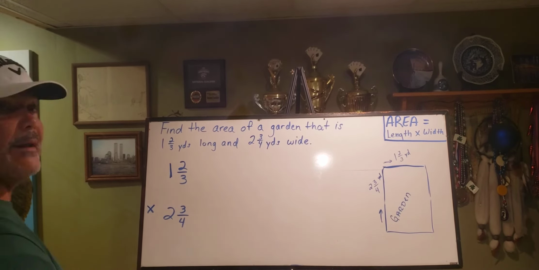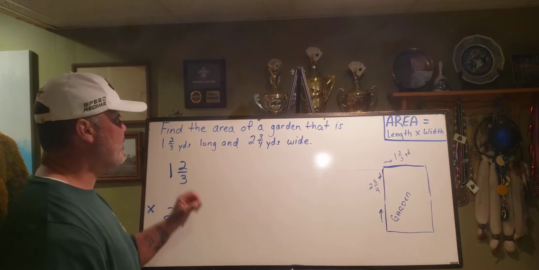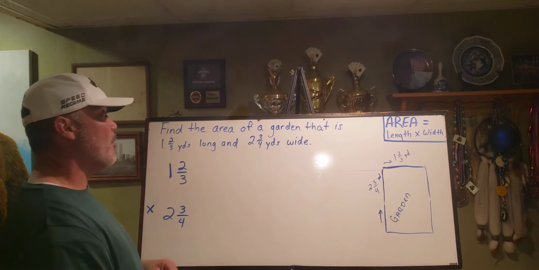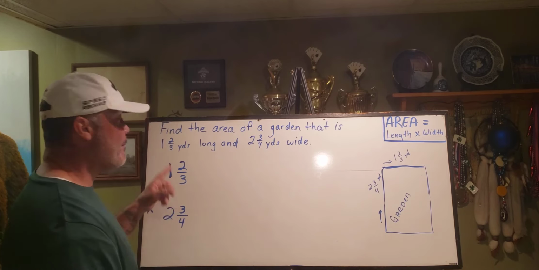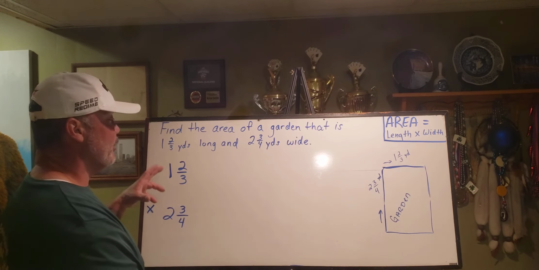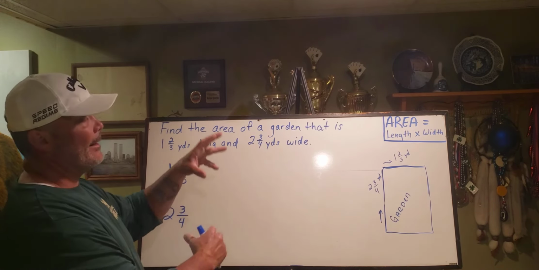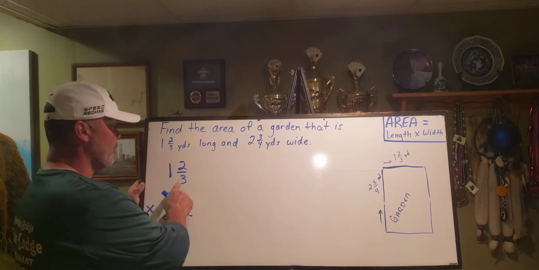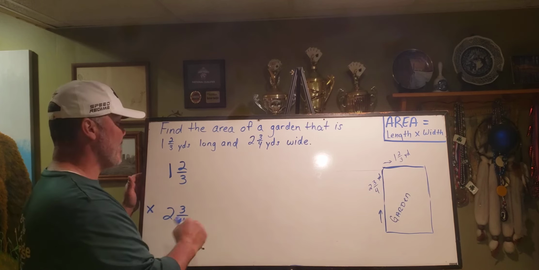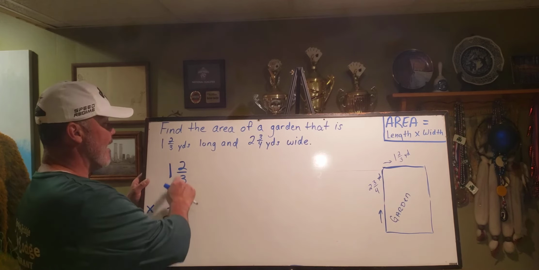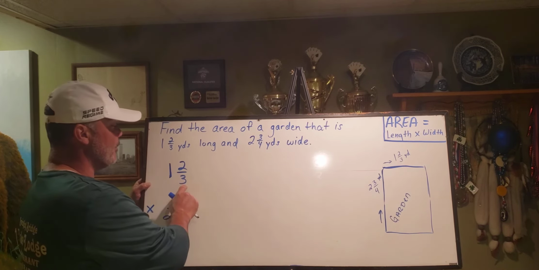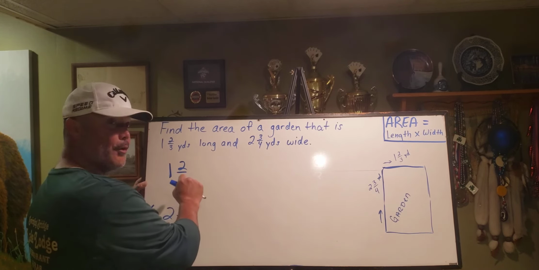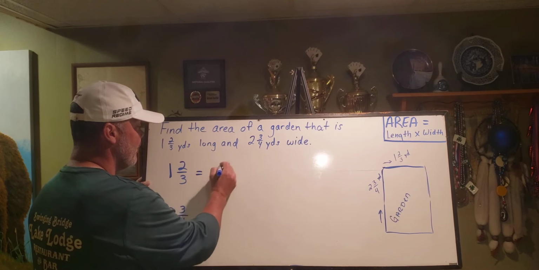Okay, so we're changing up now. We have the same exact problem. We're still trying to find the area of a garden that is 1 2/3 yards long and 2 3/4 yards wide. But instead of making an area model and multiplying, then adding, and then getting like terms, we're going to go a little shorter route. We're going to convert both mixed numbers into improper fractions. So I have more than a whole. I know if I'm working in thirds, that 3 times 1 is 3, plus 2 more thirds equals 5/3.